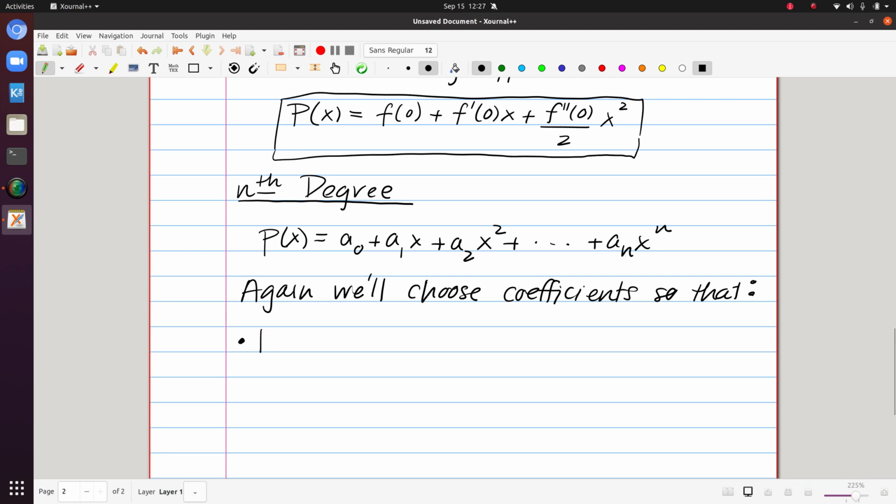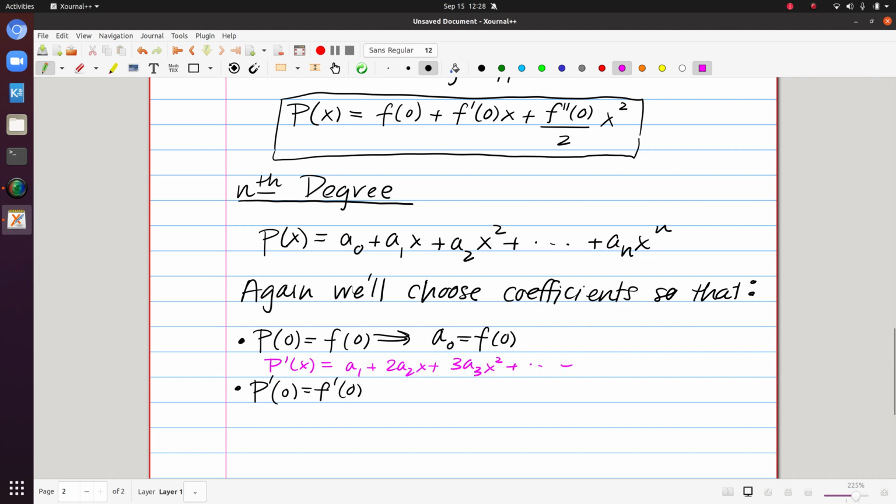So thinking of what that looks like, we want p of 0 to equal f of 0. Just like we observed before, if I drop in 0 to my arbitrary polynomial above, that tells me that a sub 0 is equal to f of 0. We want p prime of 0 to equal f prime of 0. So I have p of x here. Let's think about what p prime of x would be so I can plug in 0. P prime of x would be a1 plus 2a2x plus 3a3x squared, etc. And then the last term would be n a sub n x to the n minus 1. So when I plug in 0 to that, I get a1. And we want to make sure that that equals f prime of 0.